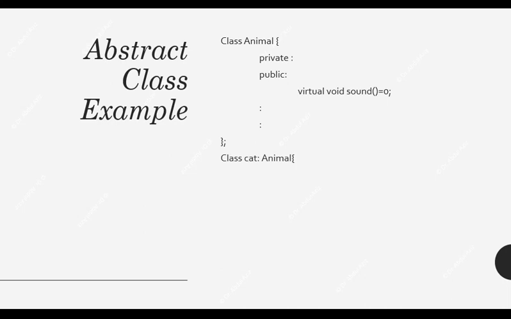Now I'm going to create another class, cat, inherited from animal, and I'm going to override this particular method. Whenever I override the virtual function, I need to remove the virtual keyword from the definition. The signature must be the same because I am overriding the method, and I have added the sound of the cat in this class. Then we have the remaining definition of the class.